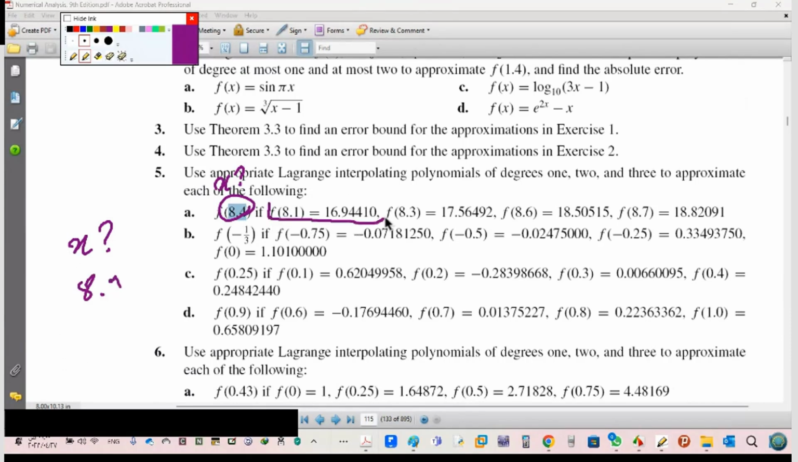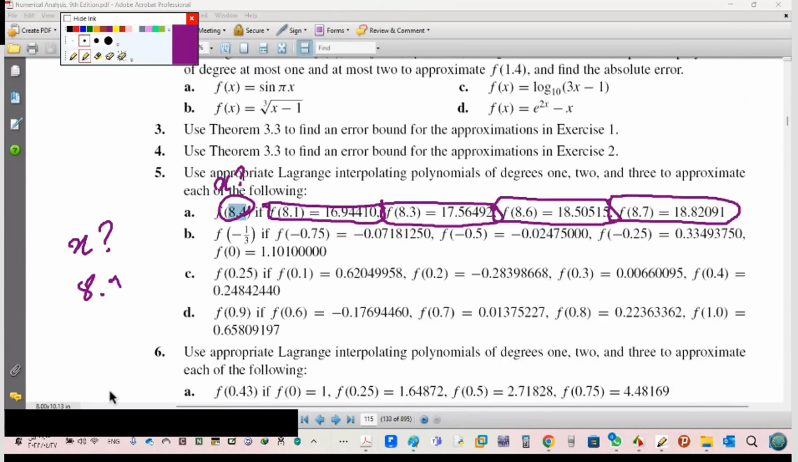He gives me pairs: this 1, 2, 3, 4. So I have here 4 points. I have x, and this is f(x). x, f(x): x0, x1, x2, x3. So this is x0, x1, x2, and x3. If you have x0, x1, x2, and x3, then you can find the answer.